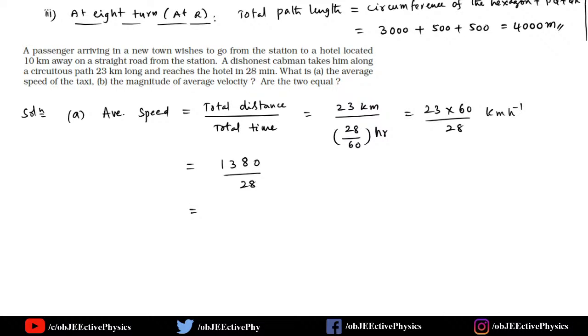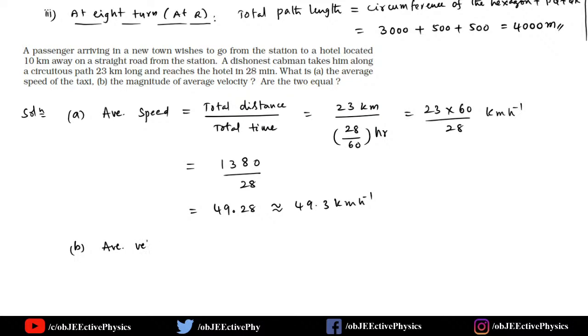1380 divided by 28, that is 49.28, or approximately 49.3 kilometers per hour. Okay, next, second, B, magnitude of average velocity.